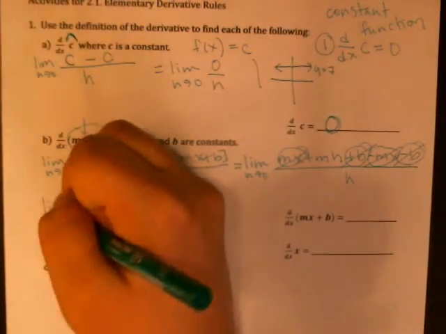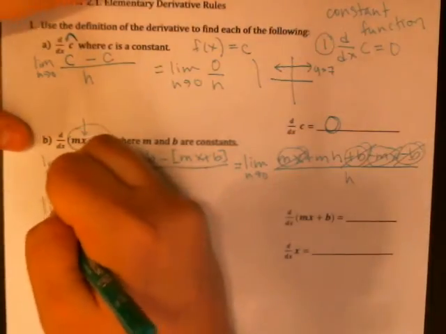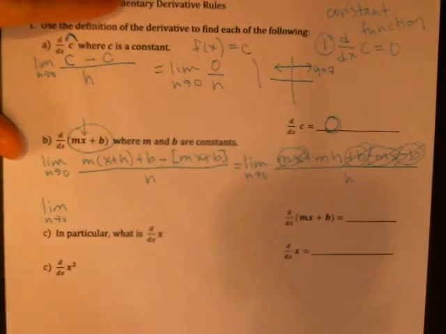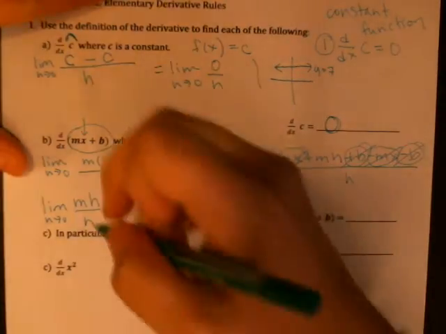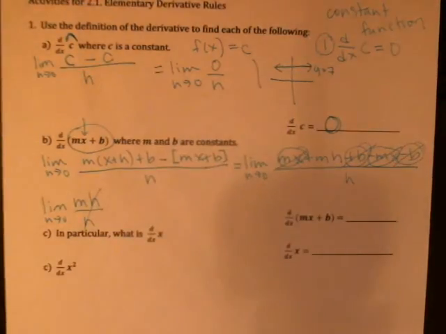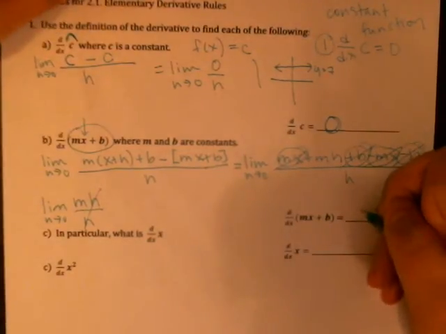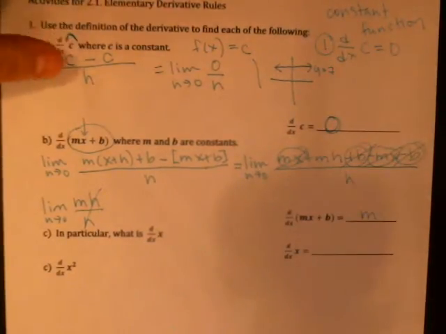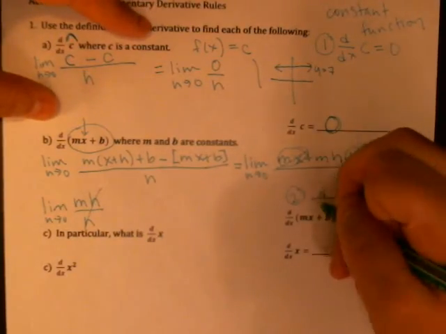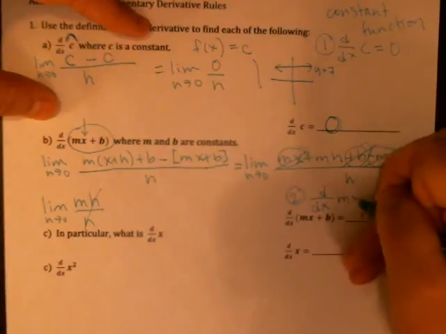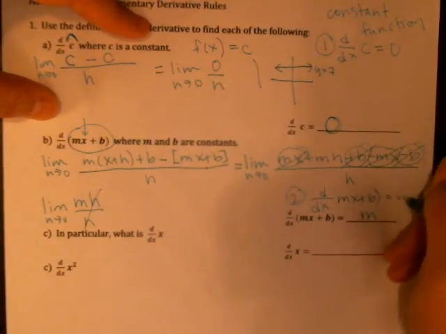We just end up with mh over h. And then if we cancel out the h's, as h goes to 0, all that's left is an m, and nothing's going to happen to that. So we're just getting m. So this is number 2, linear function. The derivative of a linear function mx plus b should always be m.